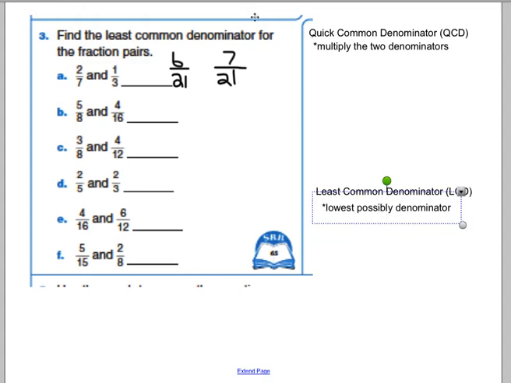Now, there's different ways to find it, and sometimes it's not easy to find. Usually, if that's the case, it's because you don't know your multiplication facts well enough, or you might not know your divisibility rules all that well. But if you have a really good hold on those multiplication facts, finding the least common denominator will be much easier for you.